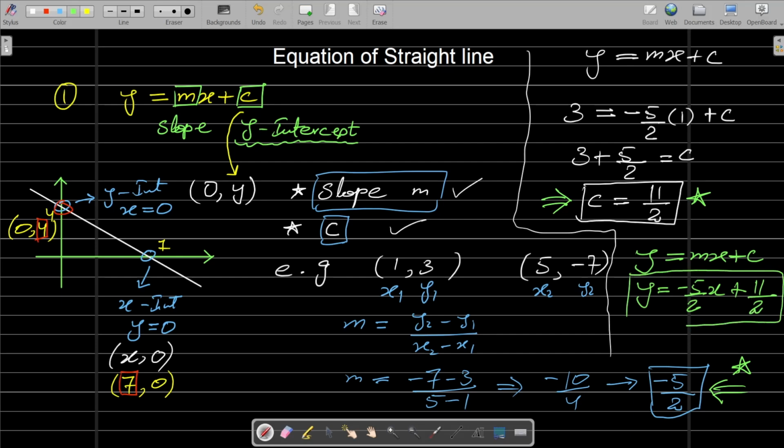Now the thing is, most of the students get confused, like what value should I put in the x and y? You don't have to put any values in x and y, because this is the equation, and the equation is based upon the constraints of x and y. So you have to give your answer in terms of x and y. So this is the equation of y in terms of x.